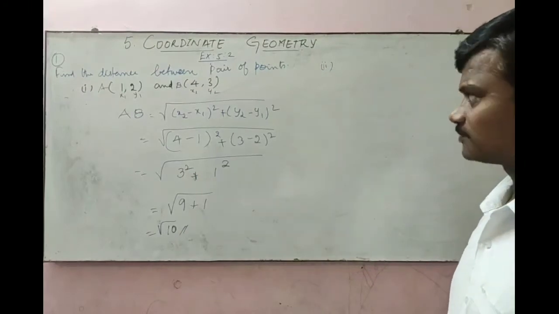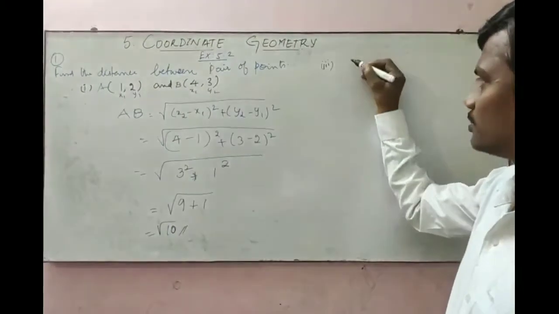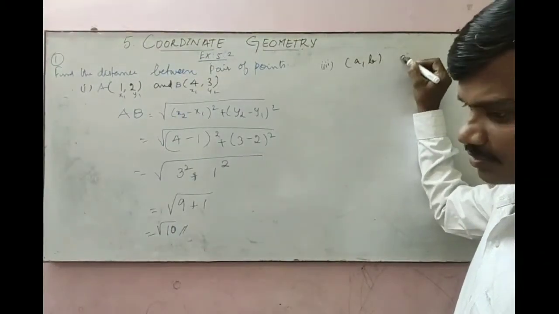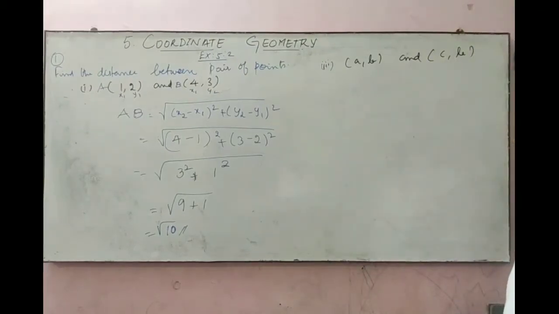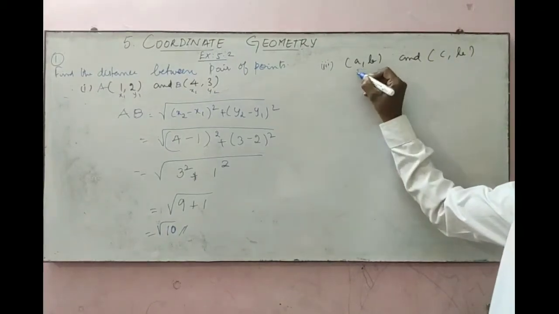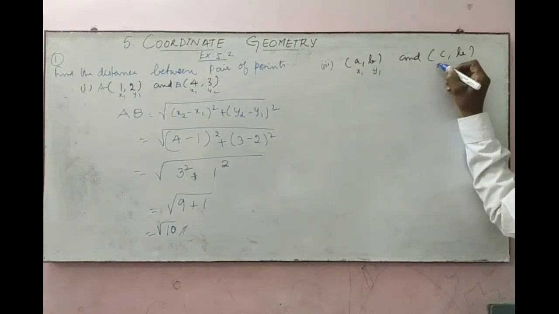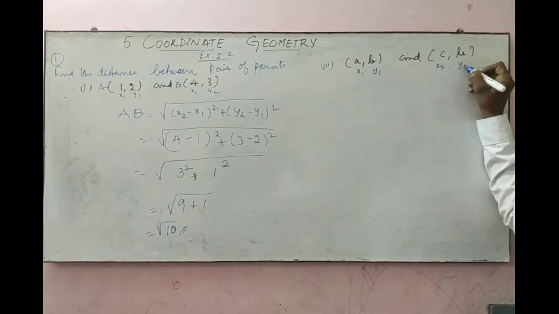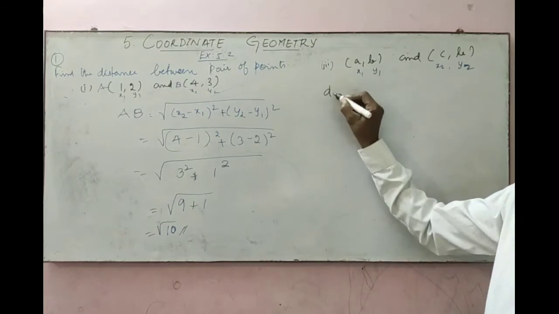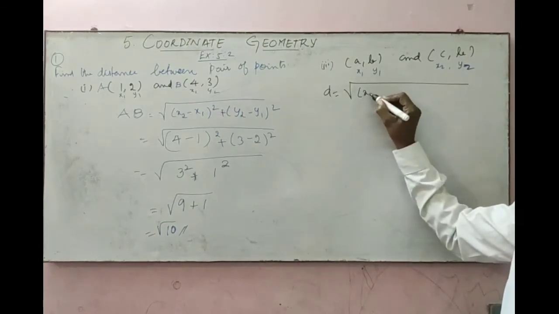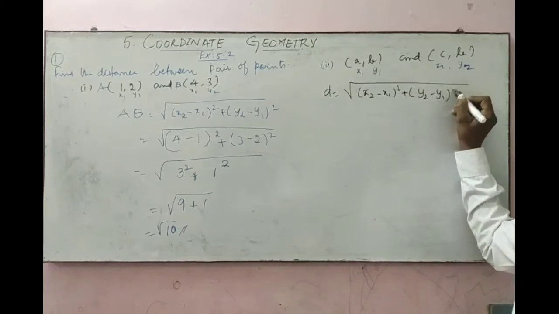I am going to do the third sum. Here in the third sum we have the points A, B and C. Again I am going to write this as, take this as x1 and y1. I am going to assume this as x2 and y2. Use the same formula here. The distance between the 2 points is d is equal to root of x2 minus x1 whole square plus y2 minus y1 whole square.